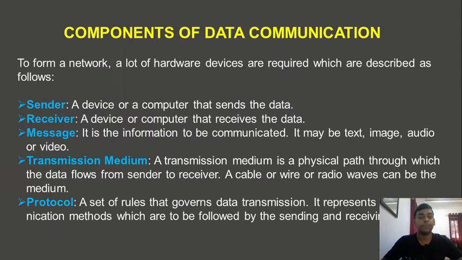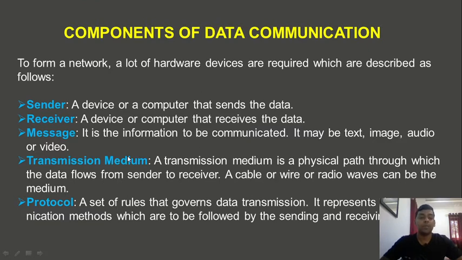Moving on, components of data communication. To form a network, a lot of hardware devices are required. These are some of the components of data communication: sender, receiver, message, transmission medium, protocol. Who is the sender? One who sends a message, a device or a computer that sends a message. And who is the receiver? One who receives a message, a device or a computer that receives the message or the data.